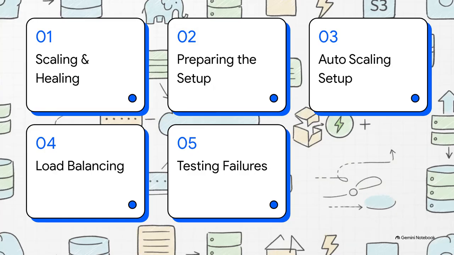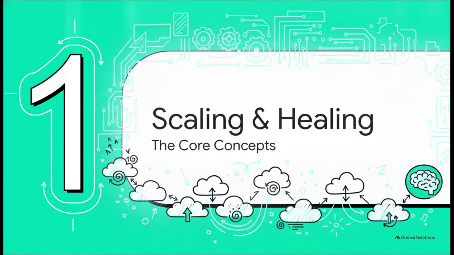Here's our quick roadmap for today's explainer. First, scaling and healing, then preparing the setup. After that, we'll build the auto-scaling and handle load balancing, and finally, we'll run some testing failures and stress. We're going to build this entire AWS architecture logically, step by step. Okay, step 1, scaling and healing explained. Let's get the core concepts down first.